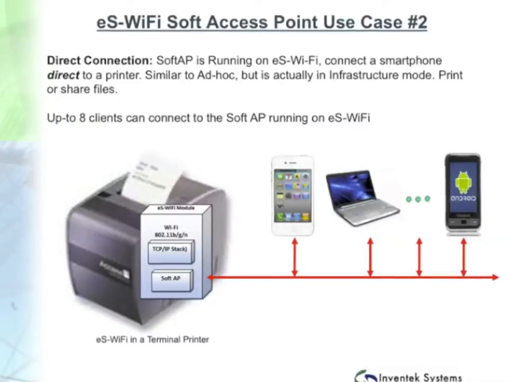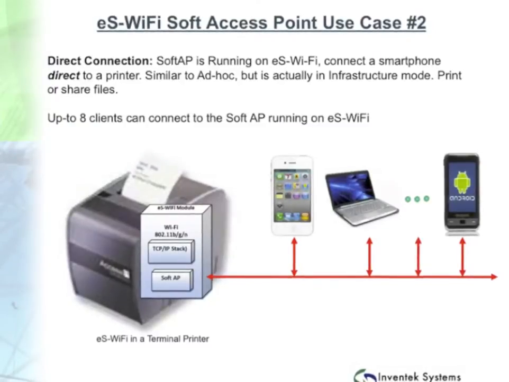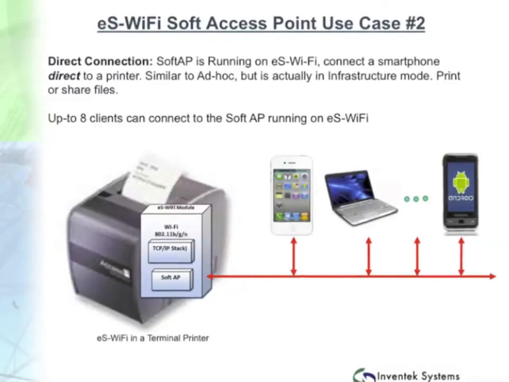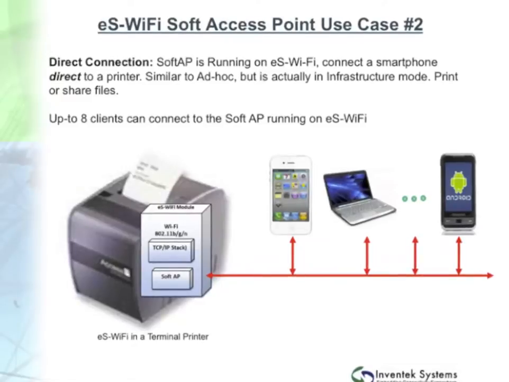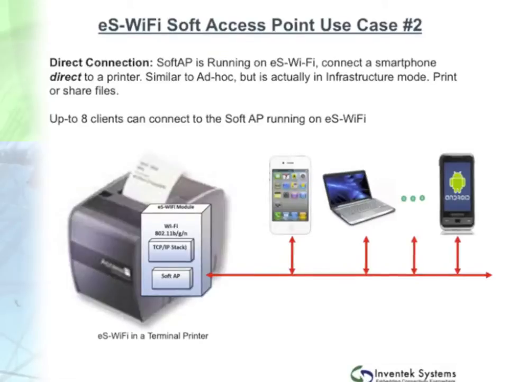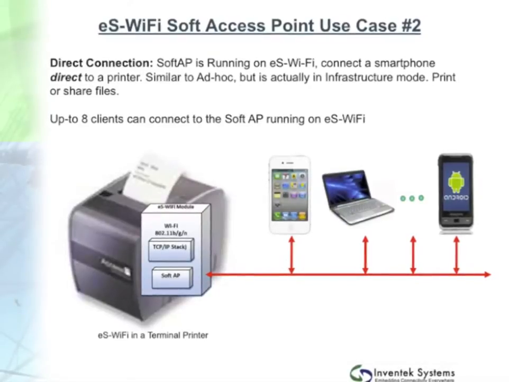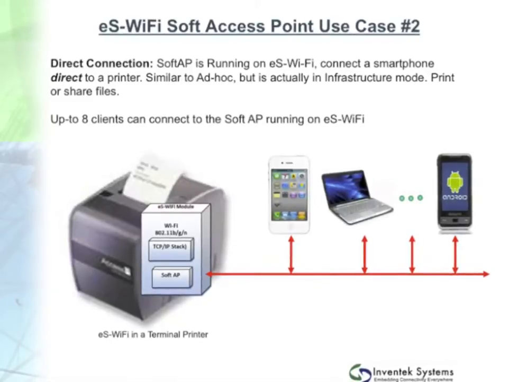Use case number 2, direct connection. In use case number 2, the eS-WiFi is embedded in a device such as a printer and is in the soft access point mode. Users can then locate the eS-WiFi soft access point, join the eS-WiFi's network, and then pass data to the printer from their device. This can be used with any device such as a smartphone, laptop, or tablet. The user would like to pass information to the eS-WiFi, or in this case to the printer via the eS-WiFi over the soft access point.